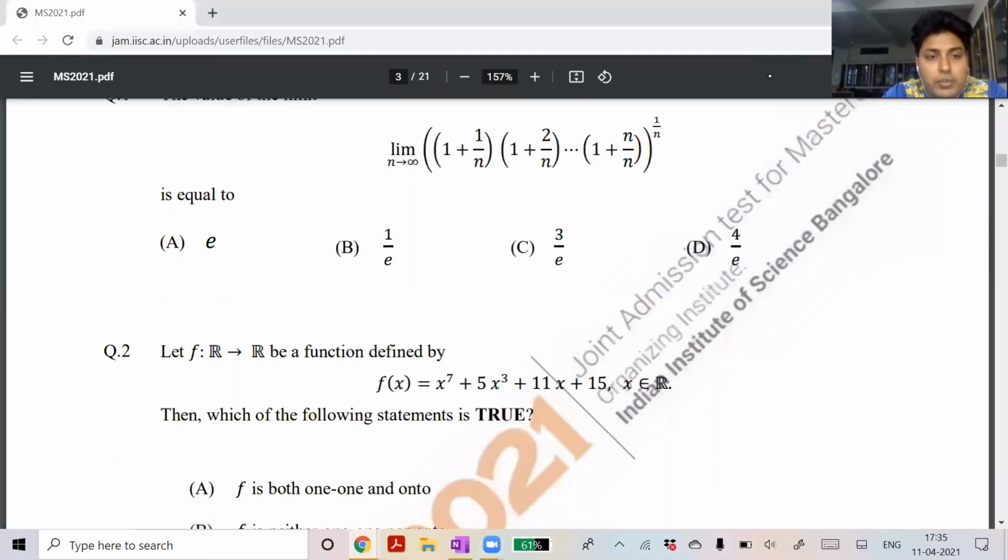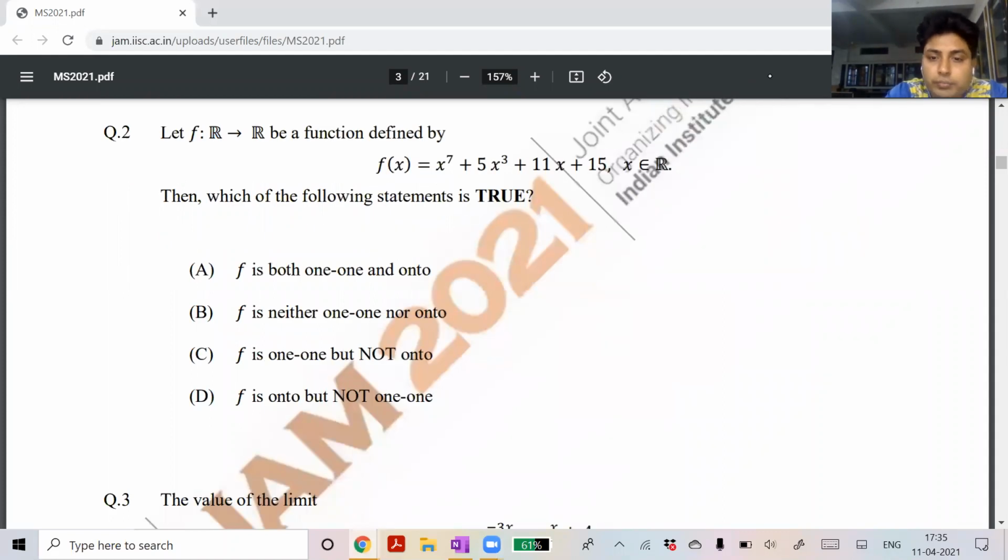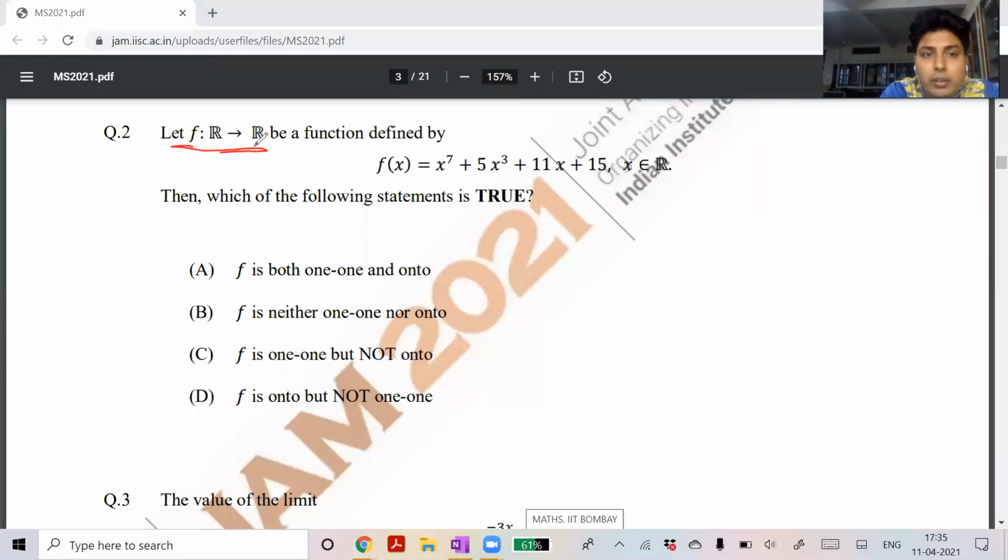Let's start with the second question. f is from R to R. If the function is f(x) = x^7 + 5x^3 + 11x + 15, where x belongs to real numbers, which of the following statements is true? So we have to check one-one and onto. First I will check onto.